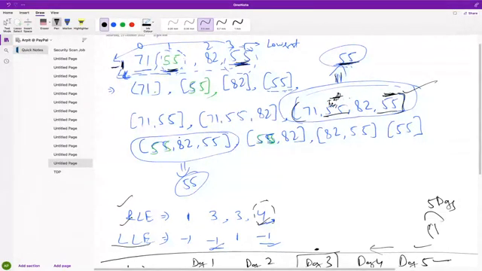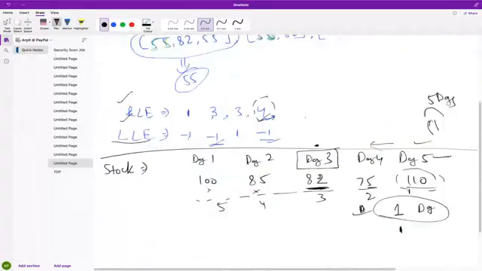When you are moving on the right side, you cannot consider 55 as a smaller one. Then this 3 will become 4. Then on the left side, you have to consider this 55 as smaller. Then only you will get the correct answer. Otherwise, you will not get the correct answer.